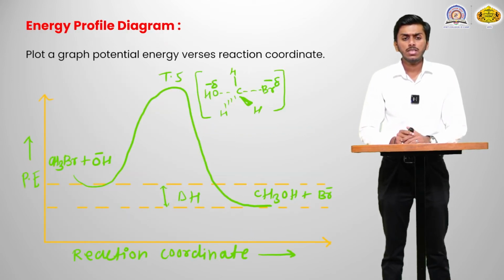Energy profile diagram. As we discussed, it is a plot of potential energy versus the reaction coordinate. The reactants are at higher potential energy and the products are at lower potential energy, which is why the products are stable. Here we can see the one peak at the transition state, showing the formation of the intermediate.